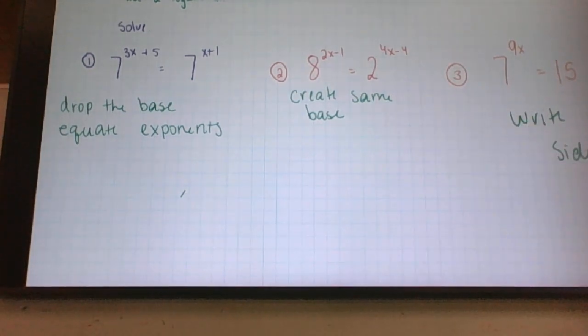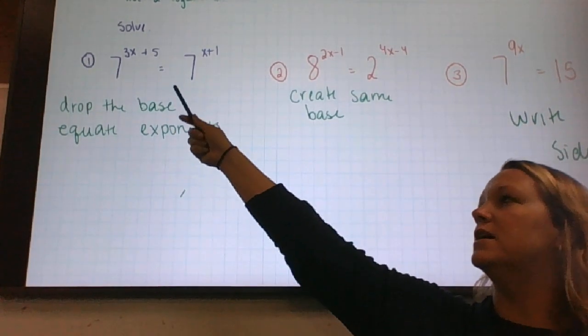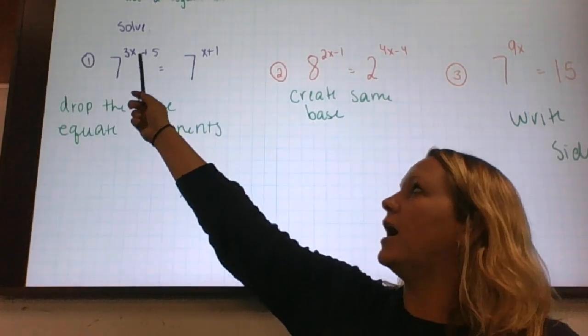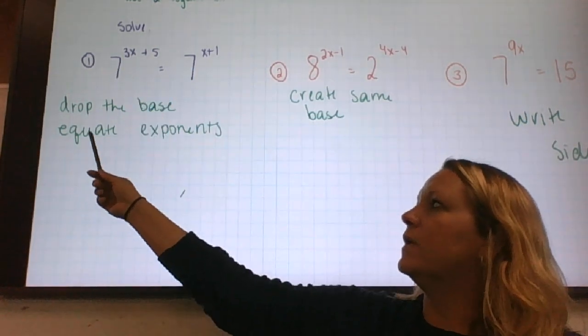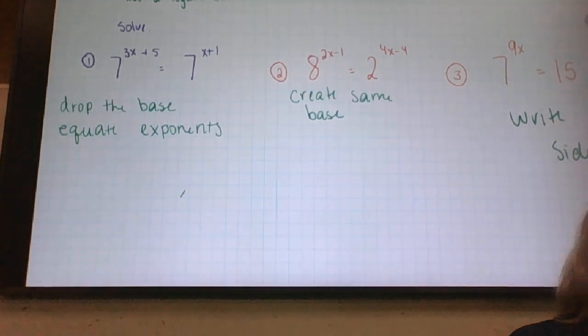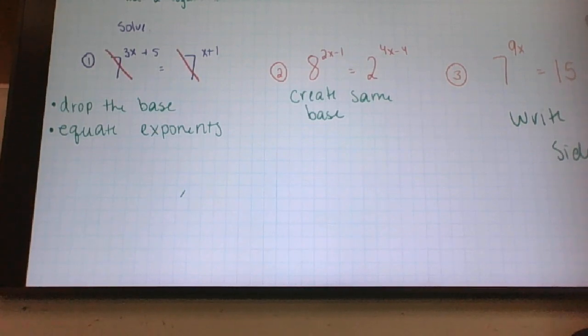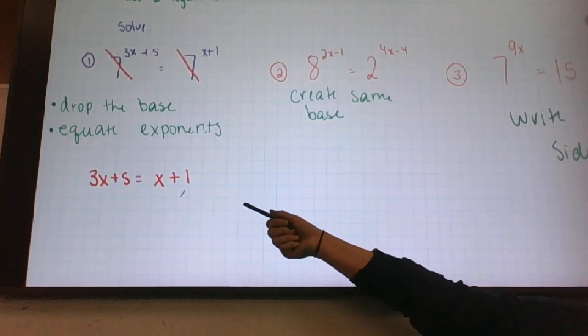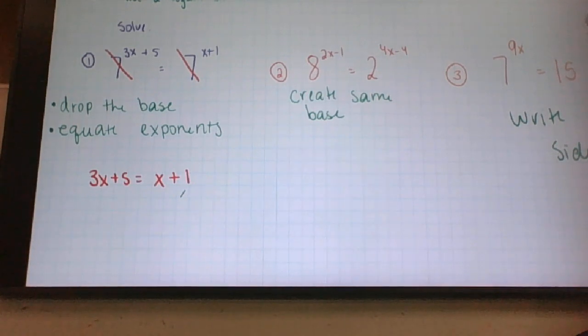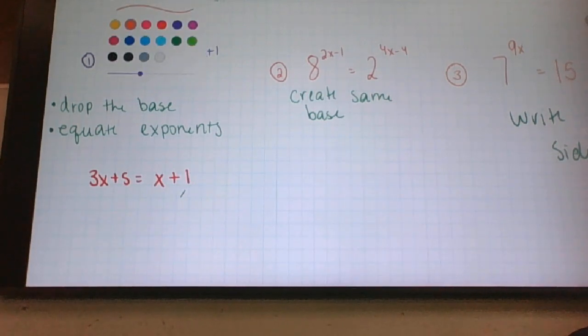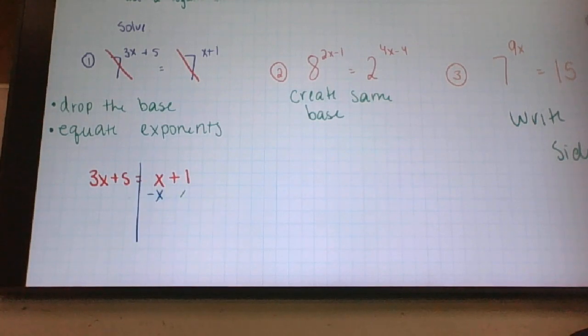If you're given a problem with the same base, the property of equality says we can just drop that base and equate exponents. I really like that phrase, equate exponents. So I'm going to drop the base. And now this is just an Algebra 1 equation. Just get x alone.